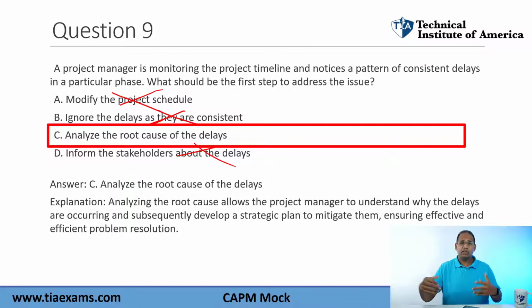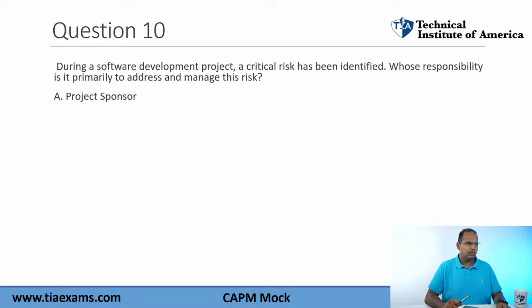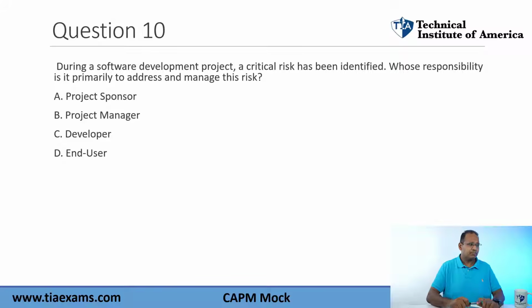Maybe the vendors are late. Maybe the team members are working below performance. Maybe team members are sick and they're out. Maybe the equipment hasn't shown up yet. There could be many reasons. Analyze it first. Okay, next question, number 10.